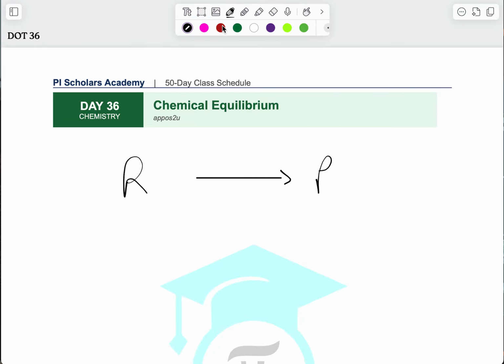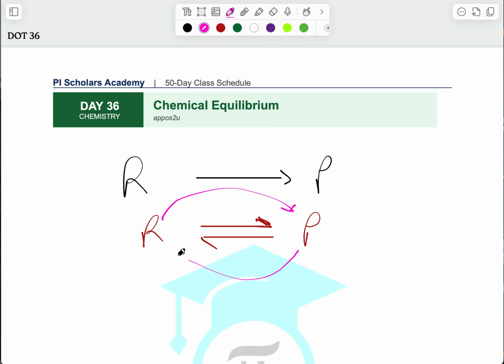But if the reaction is a reversible one, we have something of this nature, and we have something of this nature. This symbol represents a reversible reaction. This actually implies that as the reactants are turning to the product, they are also turning to the reactant as well.